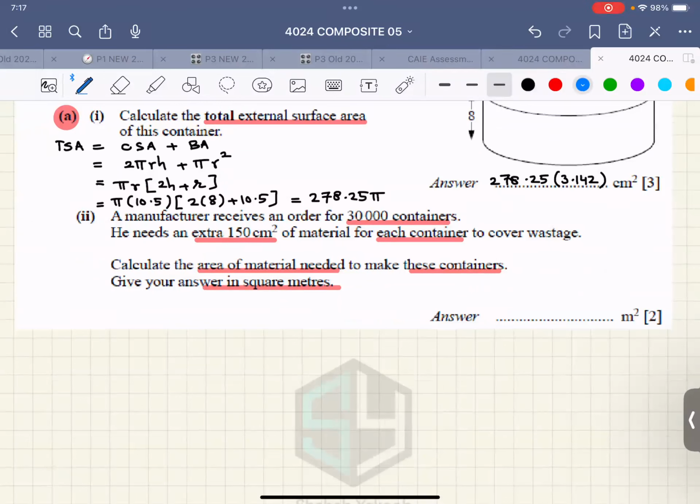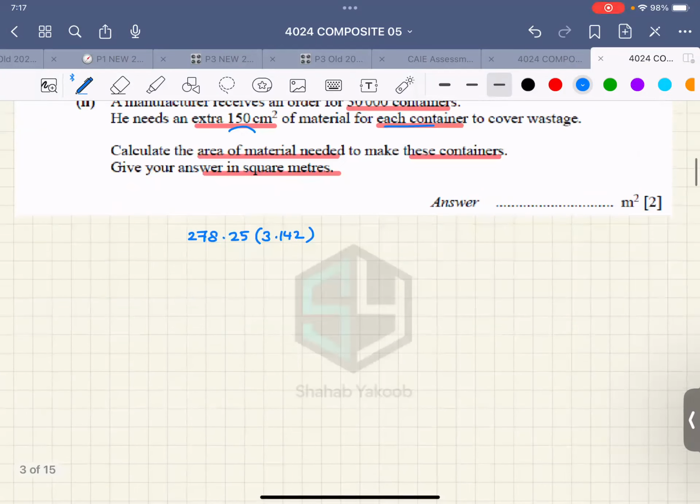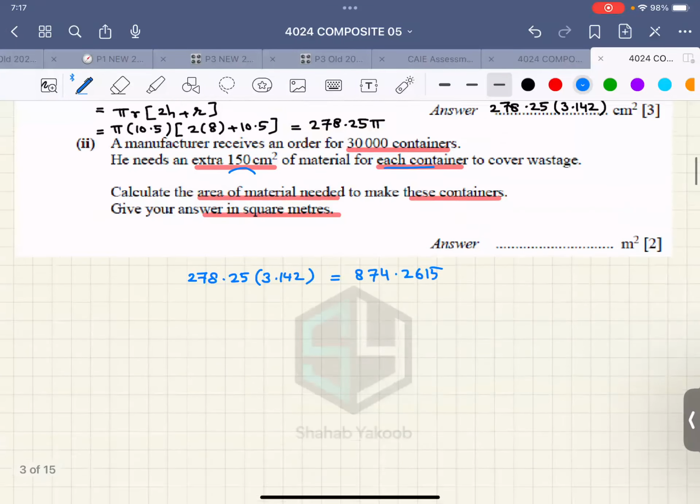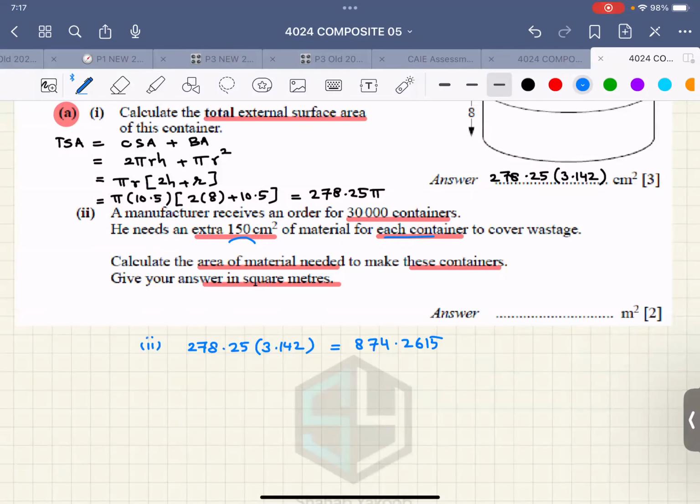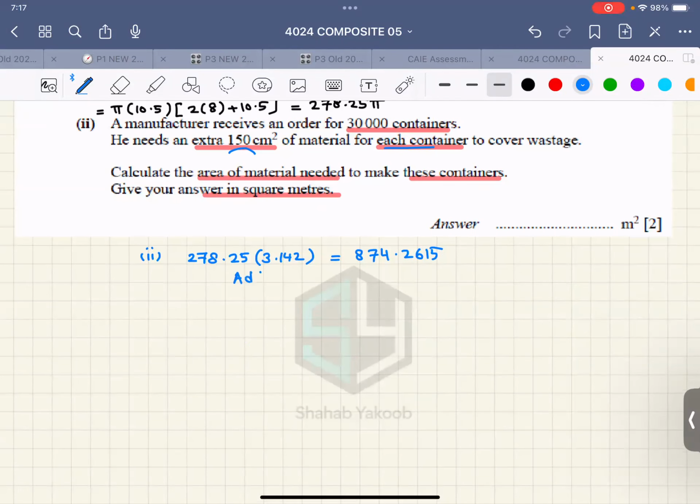Now, we need extra 150 centimeter square for each container. So 278.25 into 3.142, let me evaluate it. We will use the unrounded value, which is 874.2615. This is the part 2 working. And let me add to it 150. So if I add this, how much does this become? This is 1024.2615 centimeters square. This is for wastage.